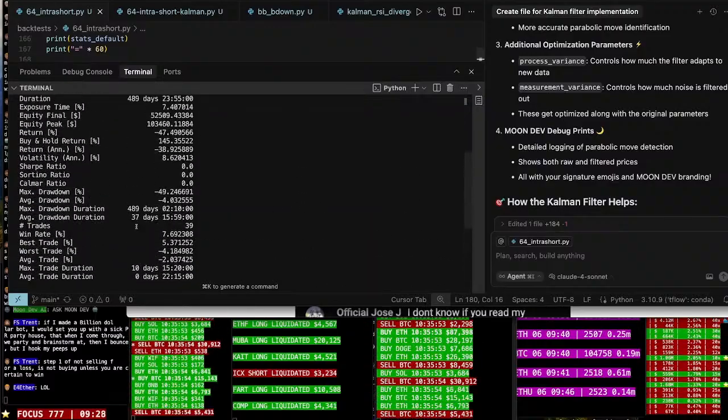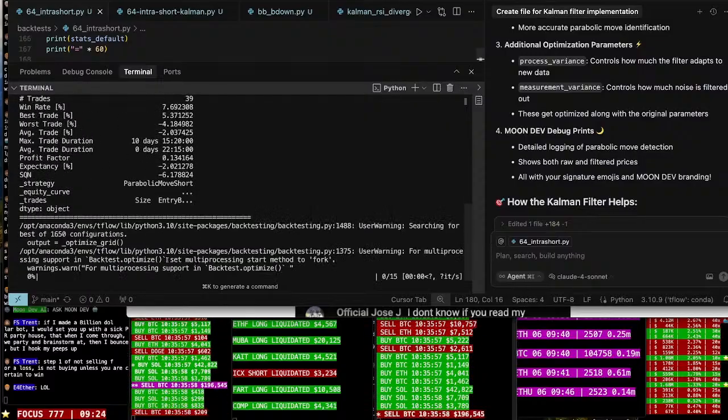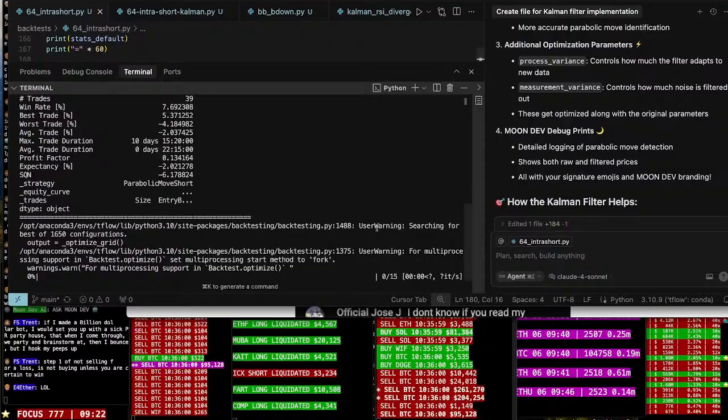Okay, so this did not improve it, unfortunately. But let's see how it does with the optimization. This might take a little bit of time.